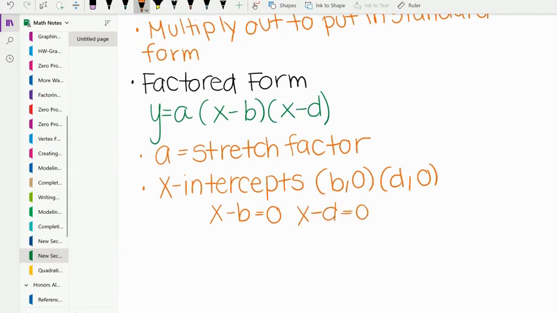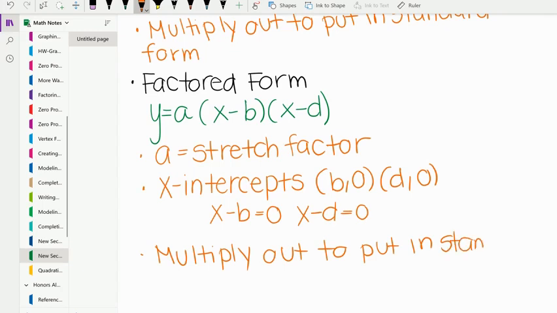Now, if I want to put this in standard form, once again, you can multiply out to put in standard form. So what we're going to be doing today is going from form to form. You'll be given one form and you have to switch to another form. So this will just give you a little bit of a background of what these forms look like.